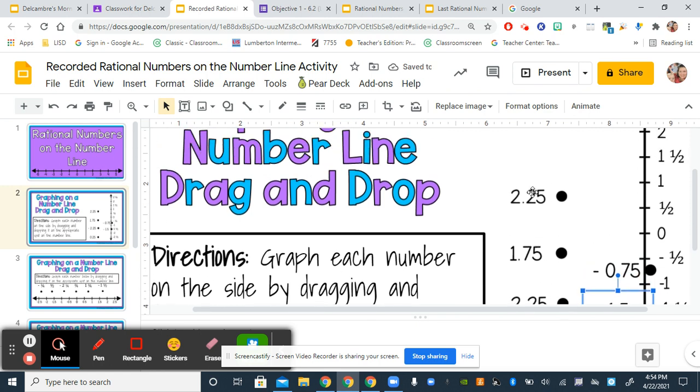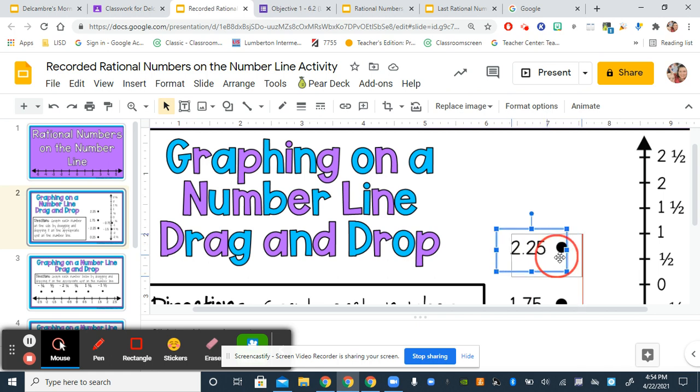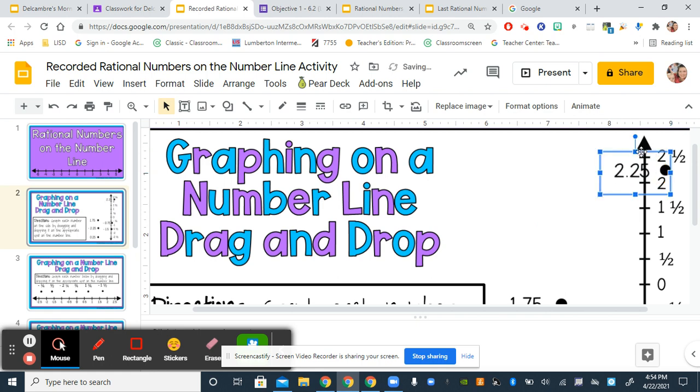Okay. Then I have 2.25. So that's a positive. So I'm going to be above 0. And I'm going to bring that, and it's .25, which is 1/4. So it's going to go right over here. There we go.